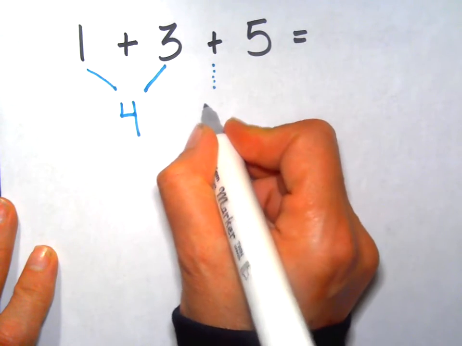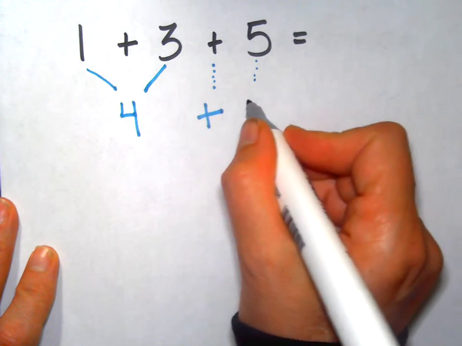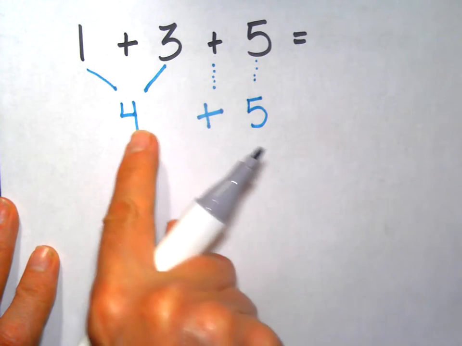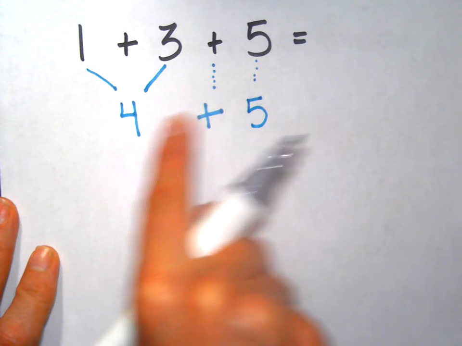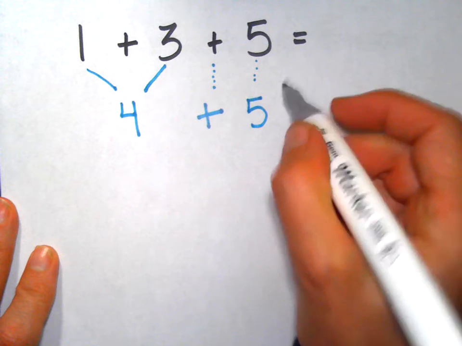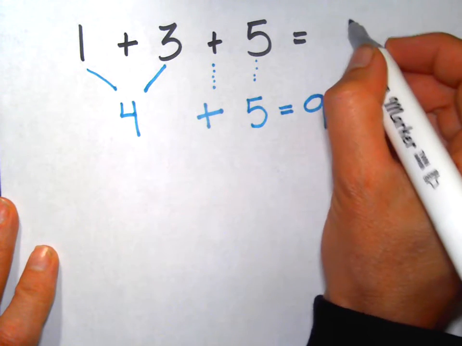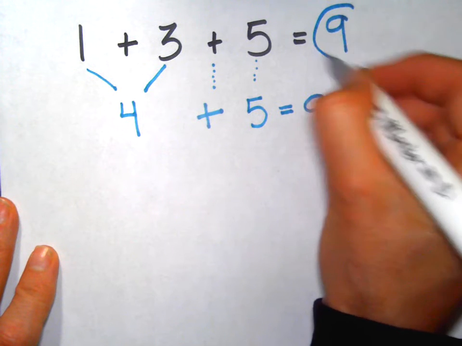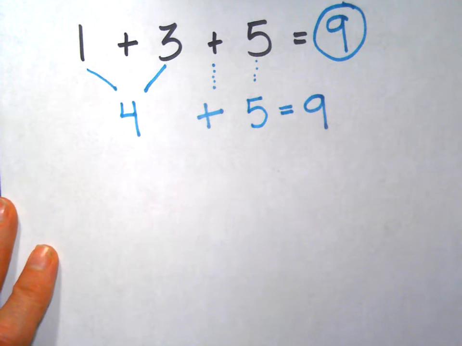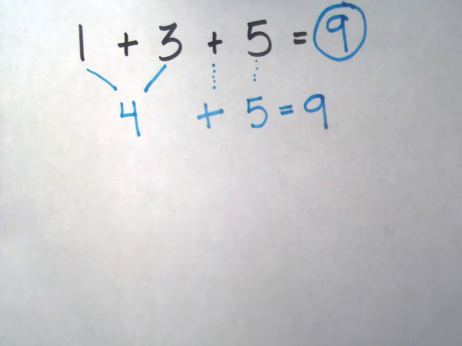So I have 4 plus, drop down the 5. Now I have two numbers left. This is like the kind of math problems we're used to. 4 plus 5, I know that is 9. So my final answer is 9. So we're just going left to right adding.